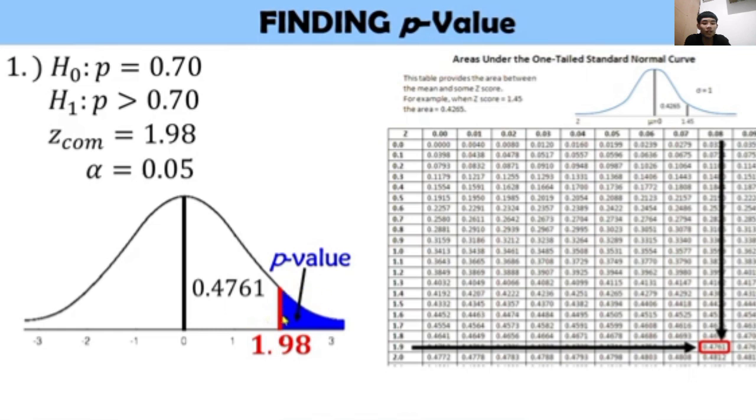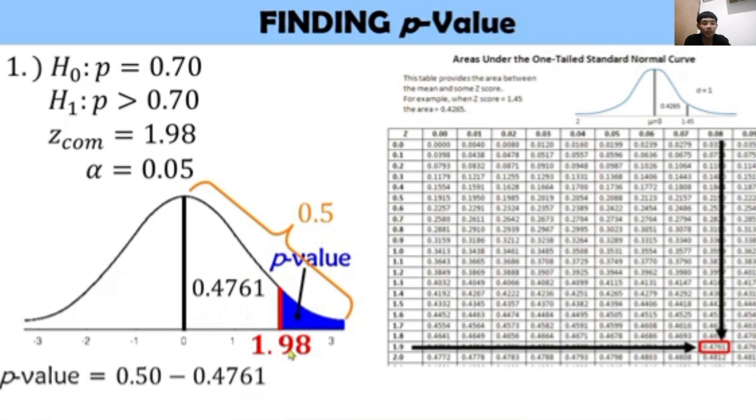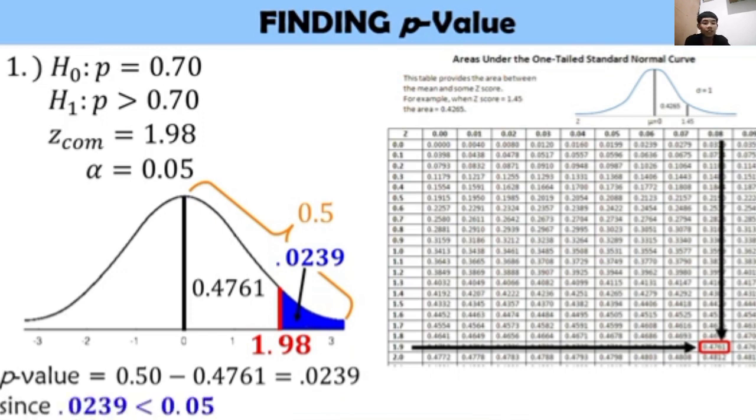We are looking for the area to the right. You all know that half of a normal curve is 0.5. So to solve for this area, we just have to subtract 0.4761 from 0.5, and that will give us 0.0239. This is the p-value that we are looking for. Now let us decide: since 0.0239 is less than 0.05, the alpha level, the decision is to reject the null hypothesis.